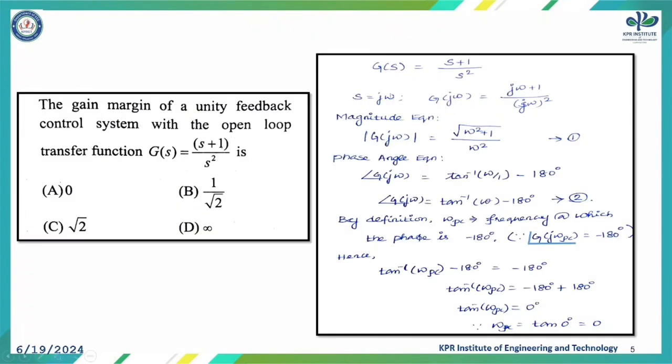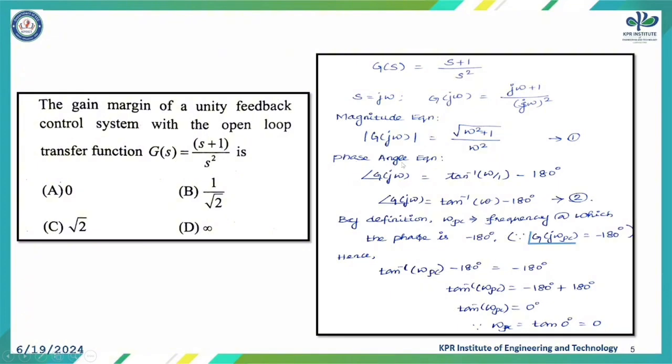The given transfer function G of s is equal to s plus 1 divided by s squared. Let us put s equal to j omega, then we get G of j omega is equal to j omega plus 1 divided by j omega squared. First of all, we have to write the magnitude equation, that is modulus of G of j omega is equal to square root of omega squared plus 1 divided by omega squared.